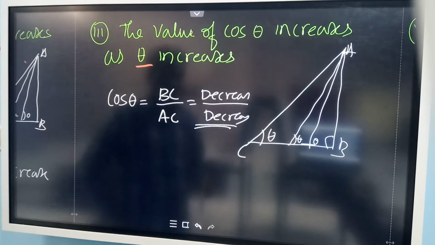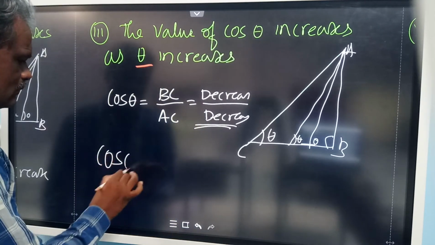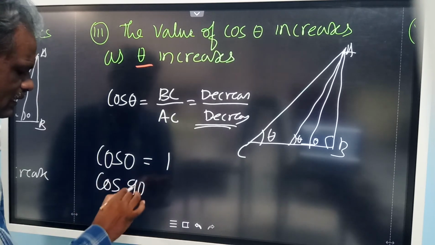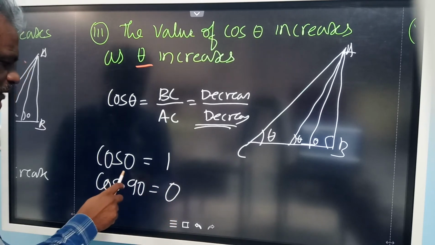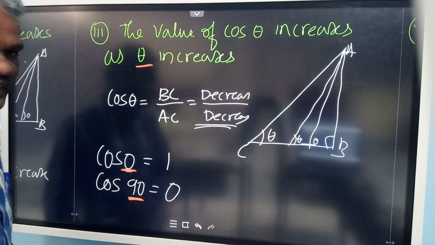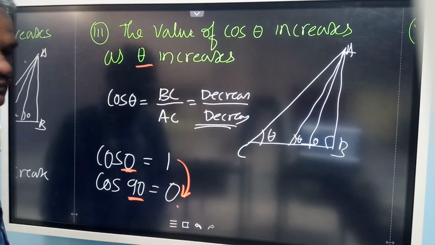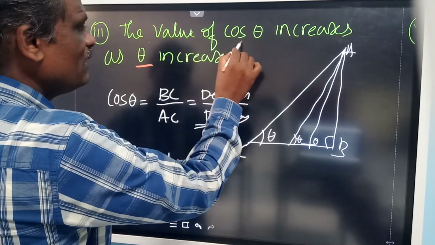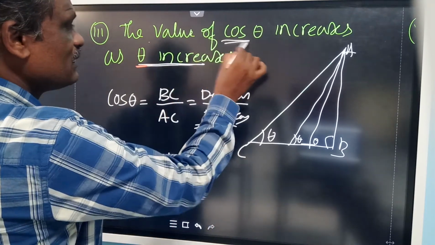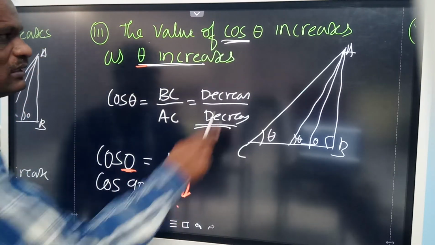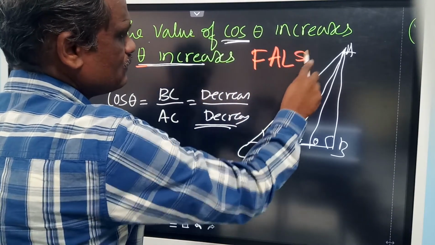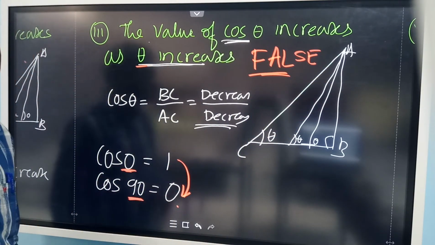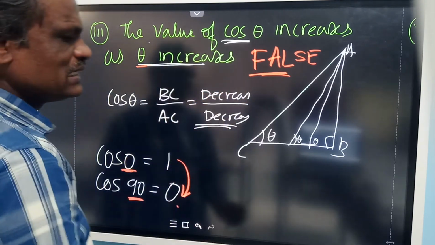You can take another example. Let us take cos 0. Value of cos 0 degree, you know it is 1. What is cos 90 degree? Cos 90 degree is 0. When it is at 0, it is 1. When it is at 90, it is 0. So it is decreasing from 1 to 0. Therefore, as the value of theta increases, cos theta decreases. So this is false. As theta increases from 0 to 90 degree, the value decreases. So this is also a false statement.